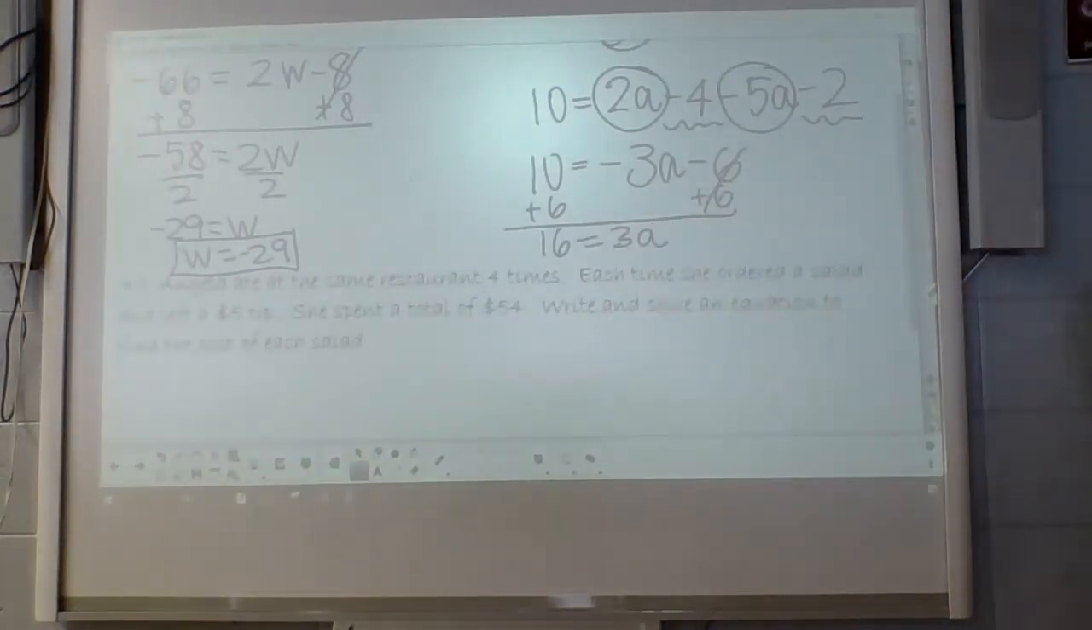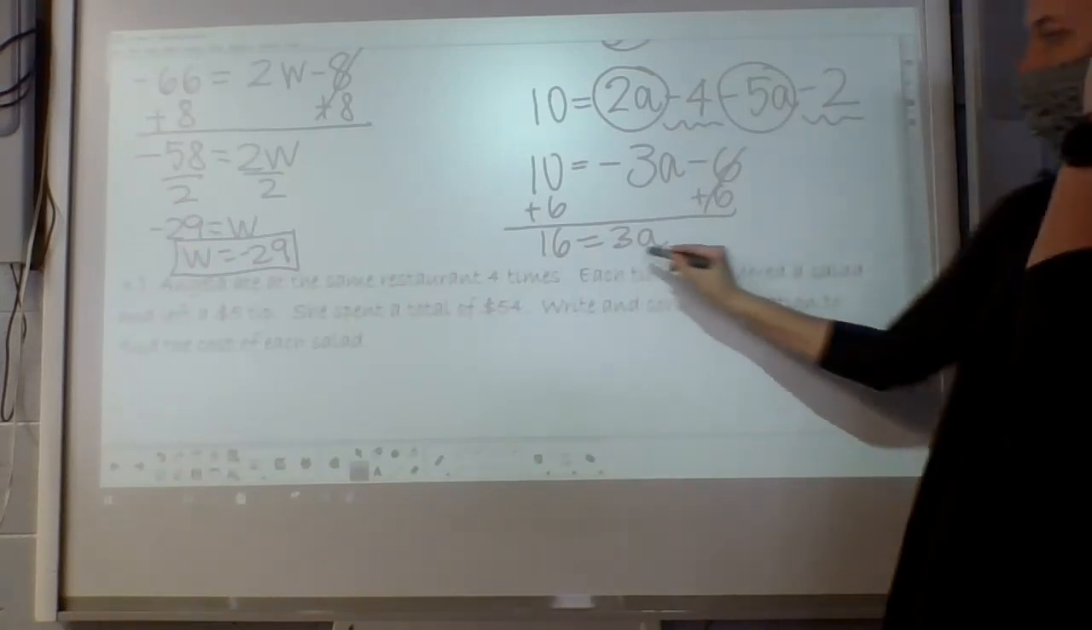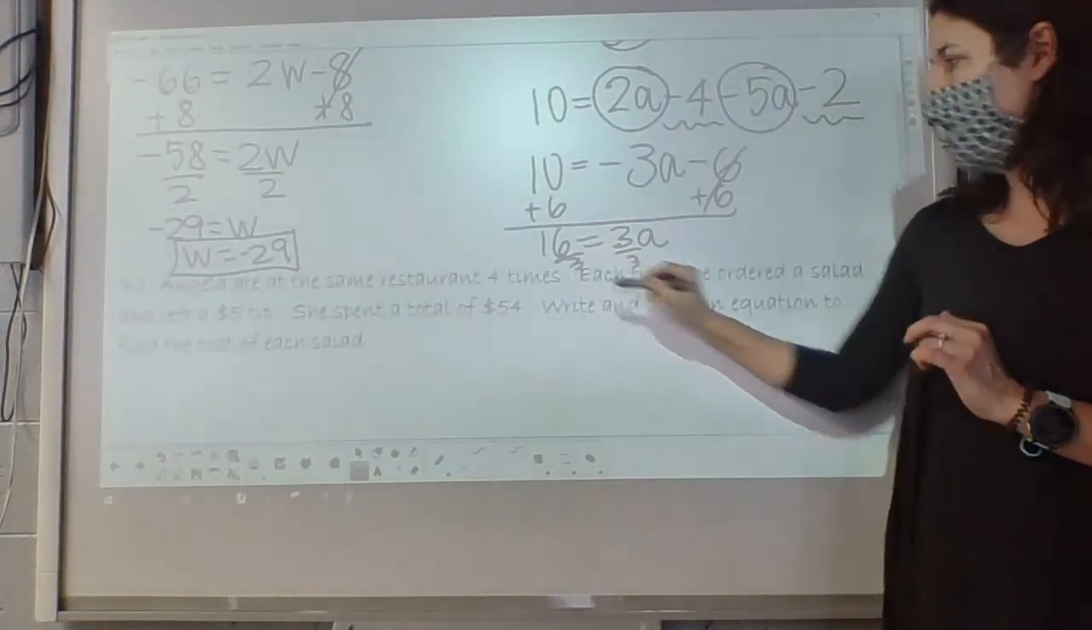So again, this might be one you're starting to second guess yourself. You're like, oh, I must have done something wrong because my answer is like a decimal or a fraction. That's okay. That doesn't mean you're wrong. It just means sometimes answers don't come out to be nice whole numbers. So we divide each side by 3.